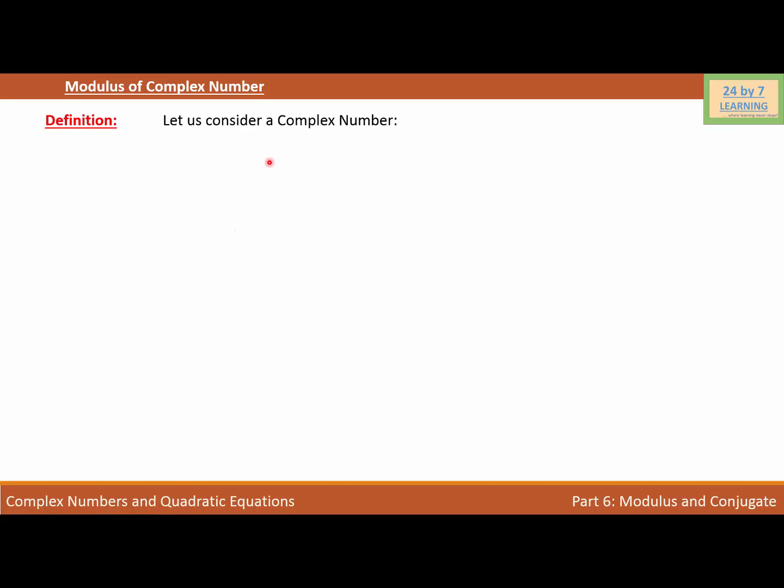Let us consider a complex number z equals a plus ib, where a is the real part of the complex number and b is the imaginary part of the complex number. If you remember, when we talked about the complex number, we also talked about how to write a complex number in ordered pair form. So basically a and b can be written as an ordered pair, where a is the x component, or along the x-axis, and b is along the y-axis.